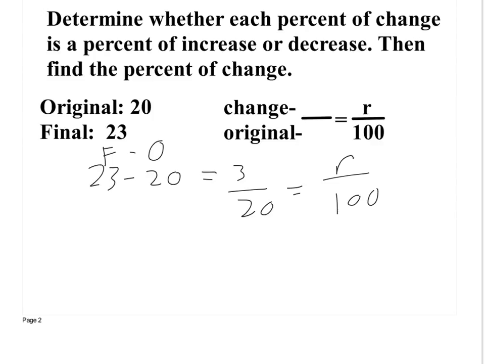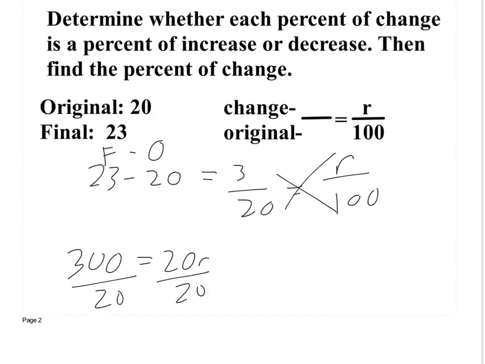Right. To solve anything like this, when it's written out like this, we have two proportions equal to each other, we cross multiply. So 3 times 100 equals 20R. We solve for R. I undo what's being done to R. I'm timesing by 20, so I divide by 20. 30 divided by 2 gives me 15. So R is equal to 15, or I can say it's a percent increase of 15%.